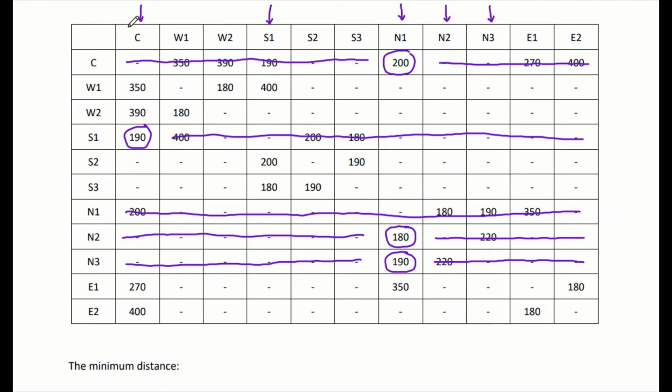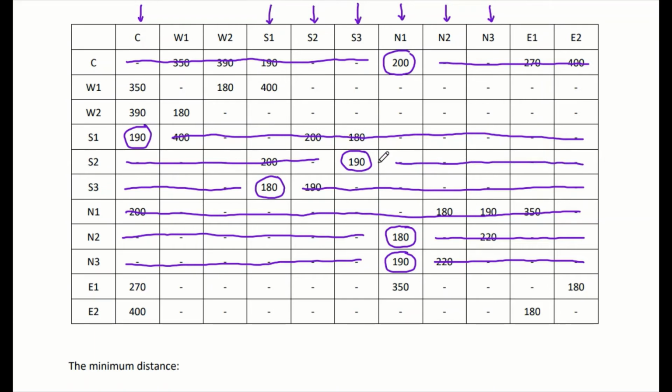Okay, so now looking at C, S1, N1, N2, and N3. The minimum that we have is 180 here, which is from S1 to S3. So S3 is now involved, and we are not going back to S3, so cross off everything here. Now same thing: C, S1, S3, N1, N2, N3, and the minimum here is 190. 190 connects to S2, so we choose S2, and we are not going back to S2, so strike through S2.